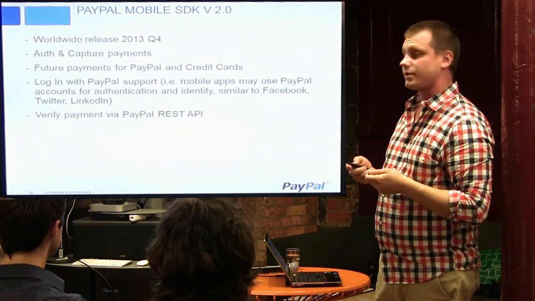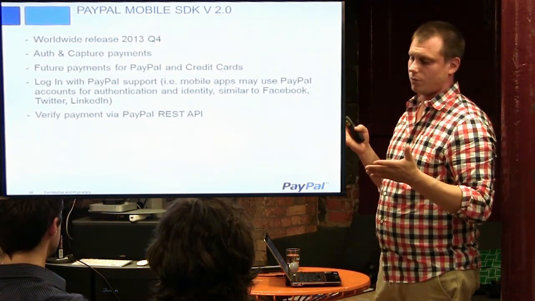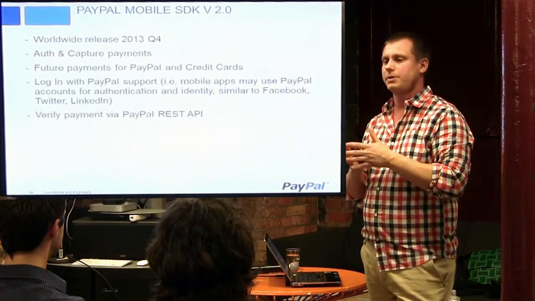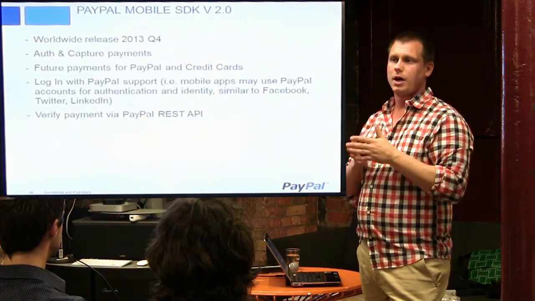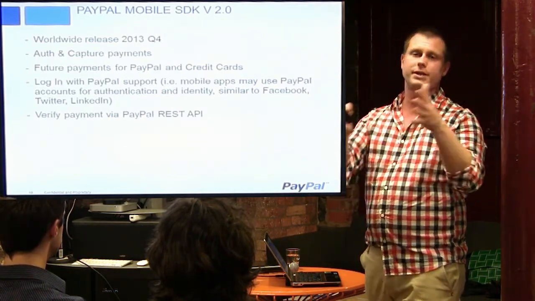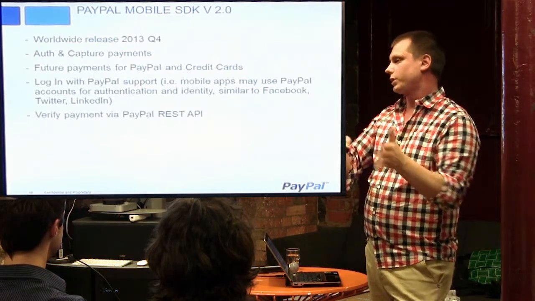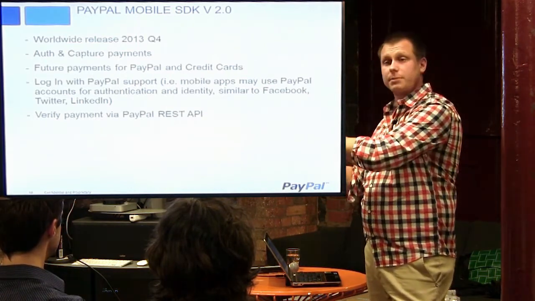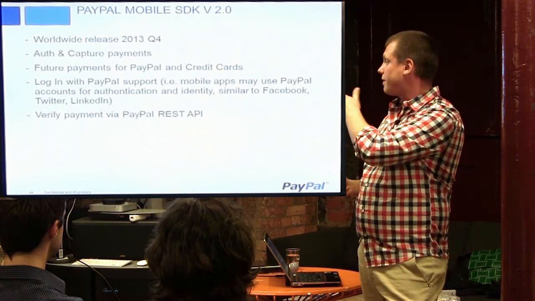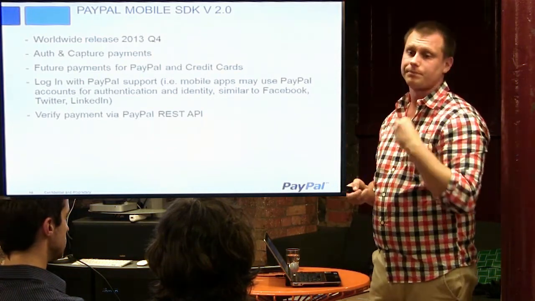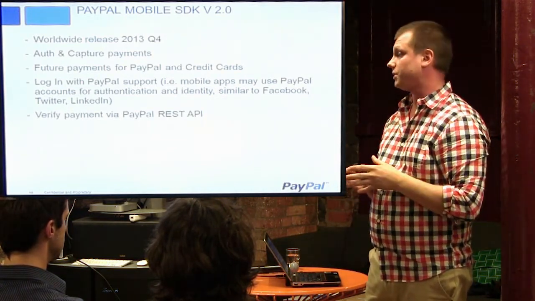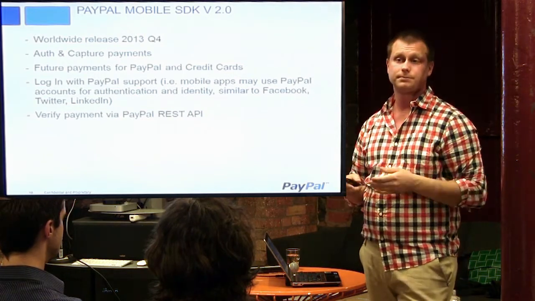Verify payment via REST API. Currently, you will need to verify your payment in two different places. All the PayPal transactions go through an API called Adaptive Payments, and all the credit card payments go through something called a new REST API. From the next release, everything is going to go through the REST API, and Adaptive Payments is going to be discontinued from the mobile application.